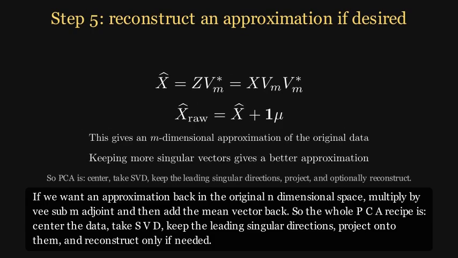If we want an approximation back in the original n-dimensional space, multiply by V sub m adjoint and then add the mean vector back. So the whole PCA recipe is: center the data, take SVD, keep the leading singular directions, project onto them, and reconstruct only if needed.